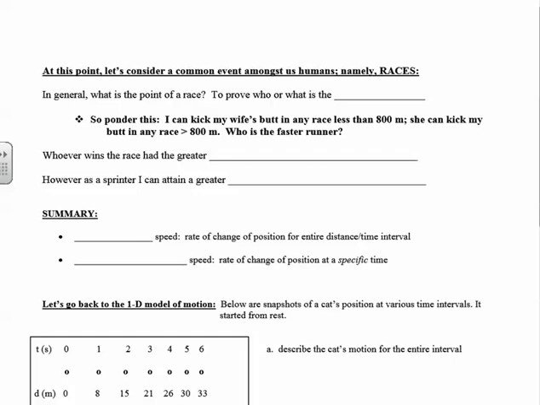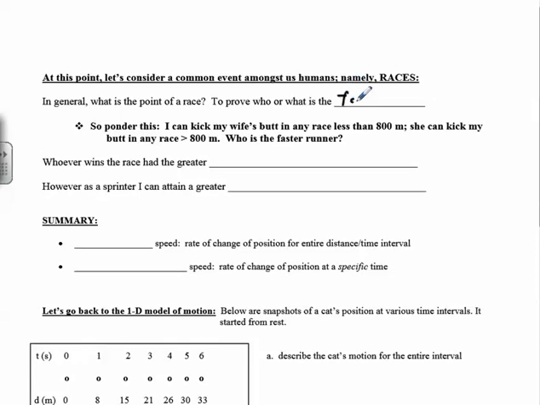As per the last lesson, we were talking about races and what races are all about, and I was trying to relate it to a situation between my wife and me. In general the point of a race is to prove who or what is the fastest, and we all know this even if we don't think in those terms. I said she can beat me in any race greater than 800, and I can beat her in anything less than that. So whoever wins the race, we establish, has the greater average velocity or average speed. It really doesn't matter whether we're talking about speed or velocity here.